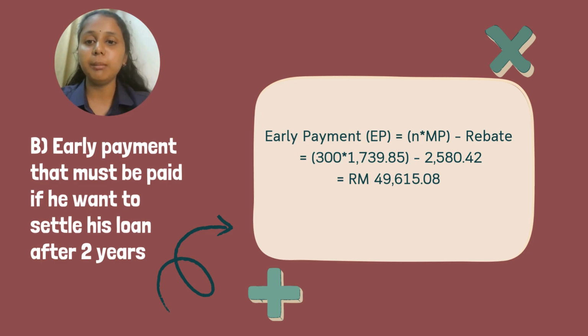B. The early payment that must be paid if he wants to settle his loan after 2 years. So now we are going to calculate the early payment. Early payment equals (small n times MP) minus the rebate. So the answer is RM 49,615.80.